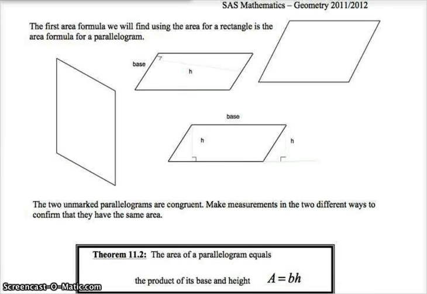So now we're moving into a parallelogram. The first area formula we will find using the area of a rectangle is the area formula for a parallelogram. Well, what is a parallelogram? We said the opposite sides must be parallel to each other. And when you have a parallelogram, the opposite sides are therefore the same length. So the opposite sides are congruent.